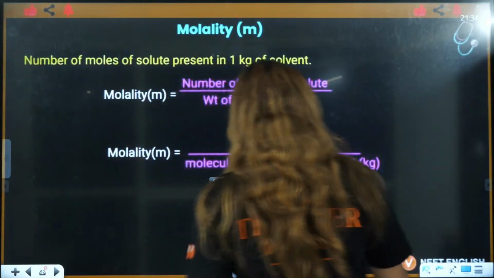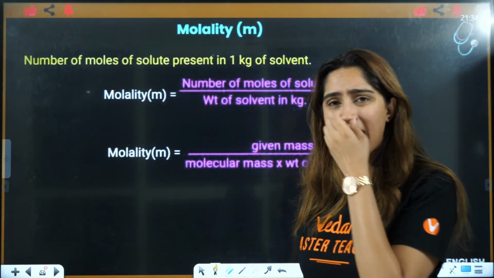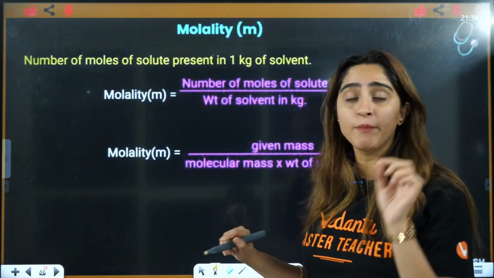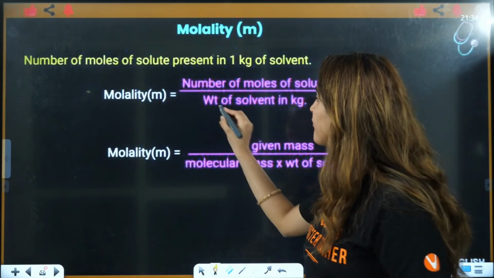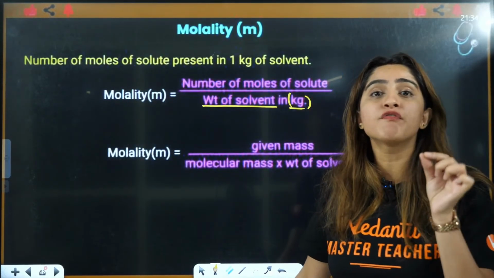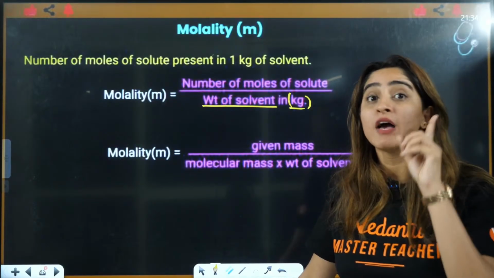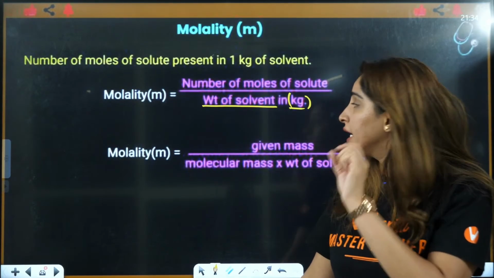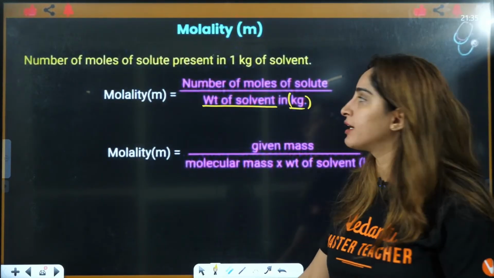Now, next is molality. What is molality? It is also the same as molarity. In molality, what you have here is the number of moles of solute divided by the weight of solvent in kilograms. In molarity, you had volume of solution. Here you have weight of solvent, that is the difference, right?